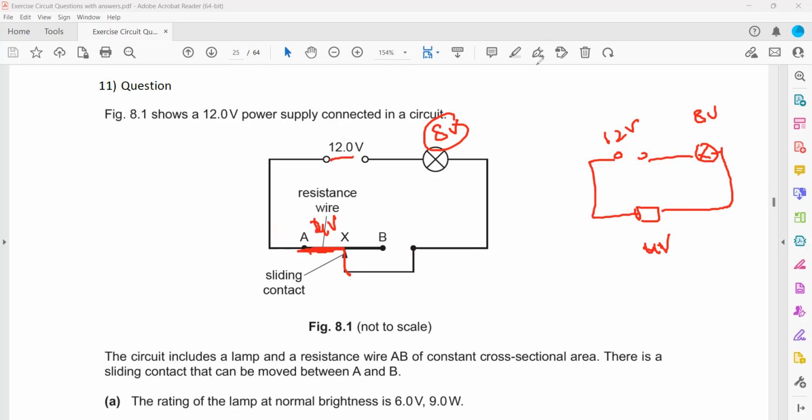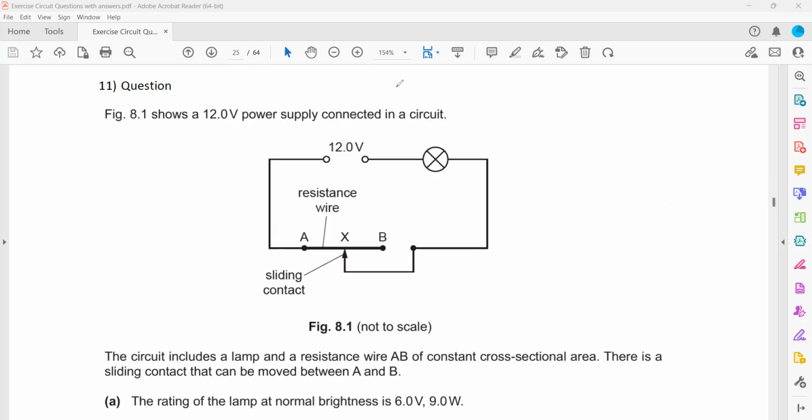So we can change the brightness of the lamp by moving this sliding contact. When we move this sliding contact towards B, the length increases, so the resistance will also increase. If the resistance increases, there will be more voltage across this component and less voltage across the lamp, so the brightness of the lamp will decrease.